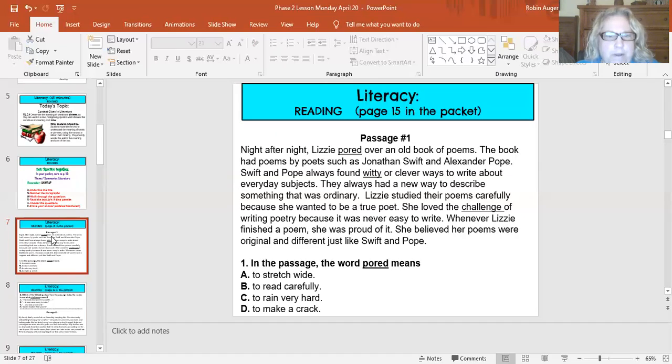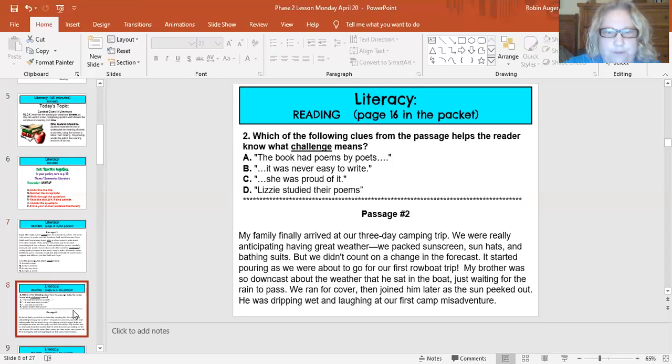Okay. All right. So the best answer, it seems to be, was to read carefully, and we can picture Lizzie sitting there, kind of over her book, reading away, and reading very carefully in order to get better at being a poet, okay? And I want to come back to the other word, witty, in a second because that's underlined here too. But the questions that we have so far are just about pored and challenge.